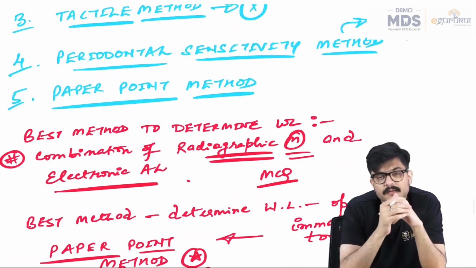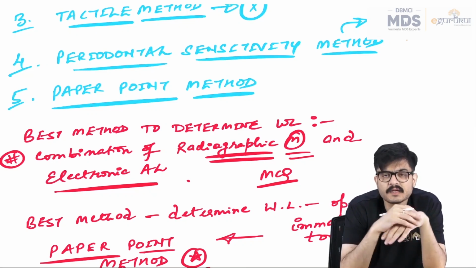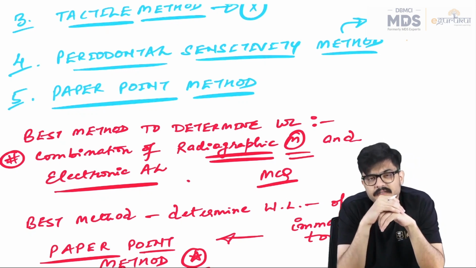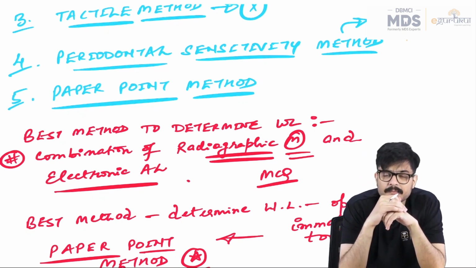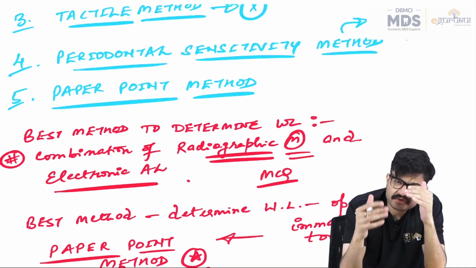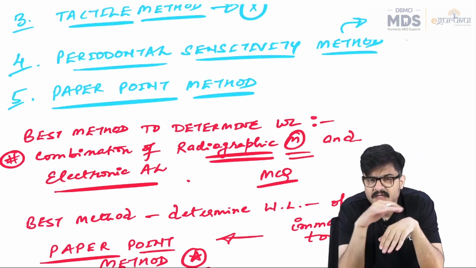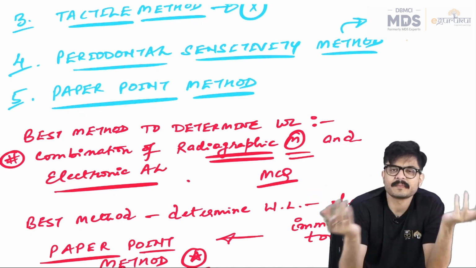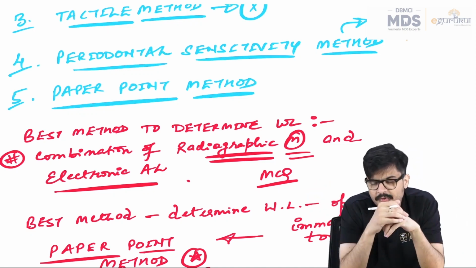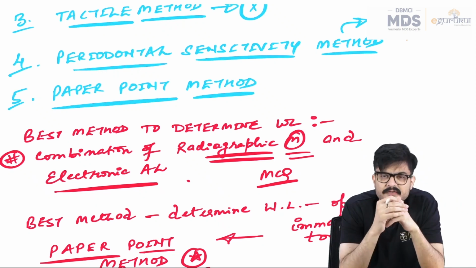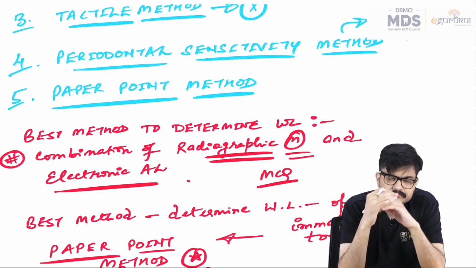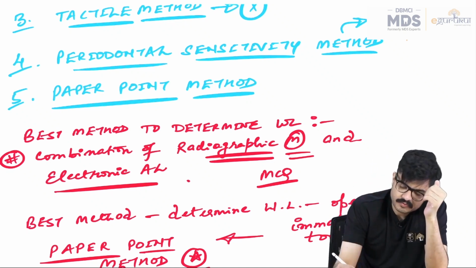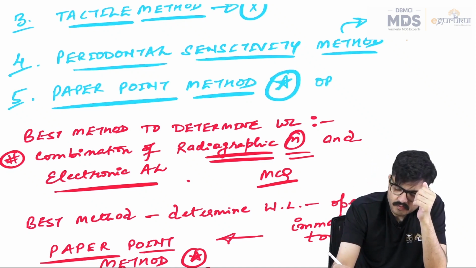Paper point method, yeah. Paper point method is the method of choice in cases of open apex and immature teeth, right? Because in those cases there is no apical constriction. The apex is not formed. So there is no apical foramen, there is no apical constriction. So electronic apex locators also won't work well. Radiographic method also is very arbitrary there. So paper point method becomes the most important method for open apex cases.